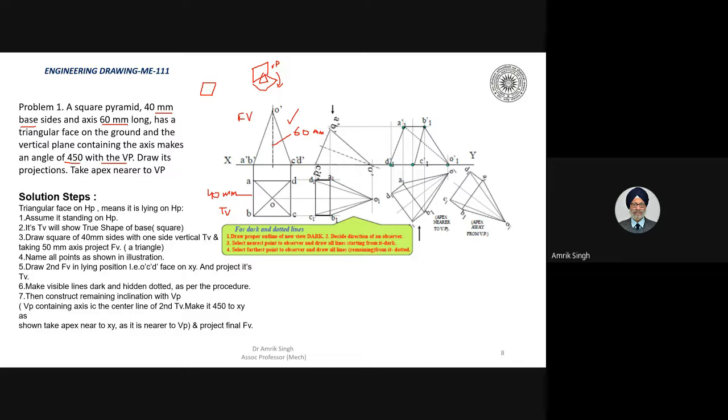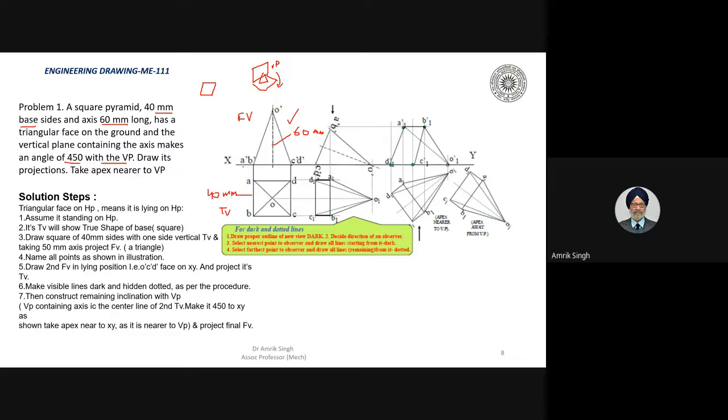So to draw the top view, these are the steps. Triangular face on HP means it is lying on HP. So we will assume it is standing on HP, when it is parallel to VP. तो इसके लिए हमने 40 मिलीमीटर की लाइन ये खींची, 40 की ये खींची, 40 की ये खींची, 40 की ये खींची. तो this becomes a top view यहाँ पर.